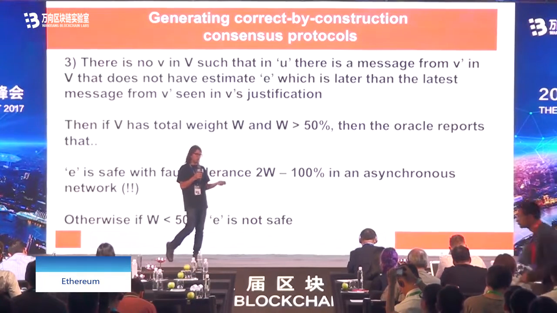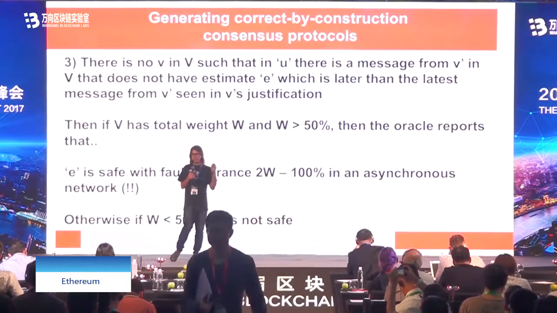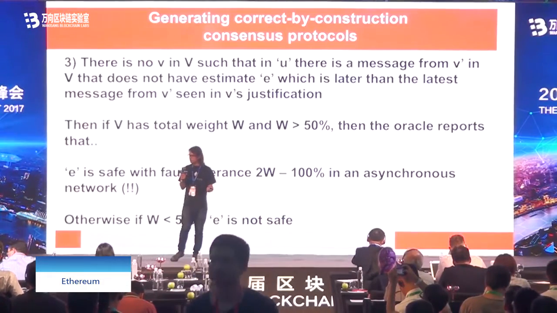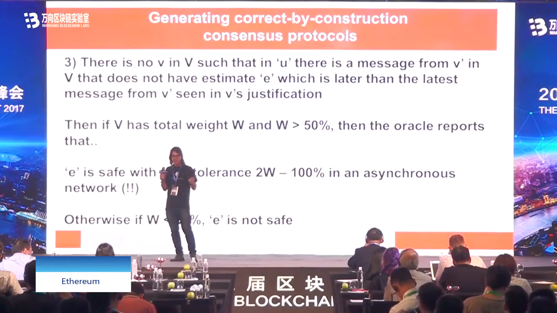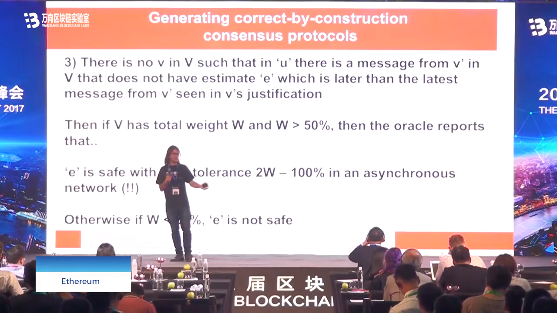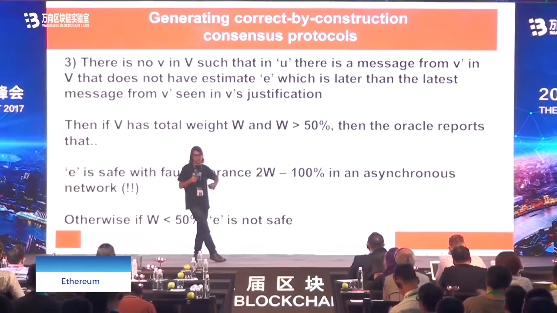So if all the validators in V agree with the estimate that we're trying to say is safe, see from each other an estimate that we're trying to say is safe, and can't see from each other a different estimate, and this represents more than half the validators, then we have consensus. And also, very interestingly, we're going to have fault tolerance. We're going to have fault tolerance of 2 times their weight minus 100%.